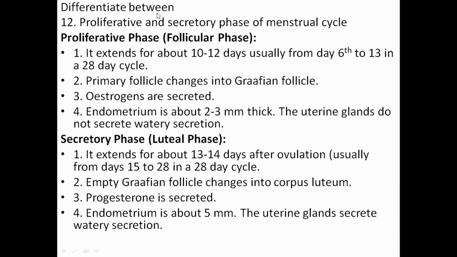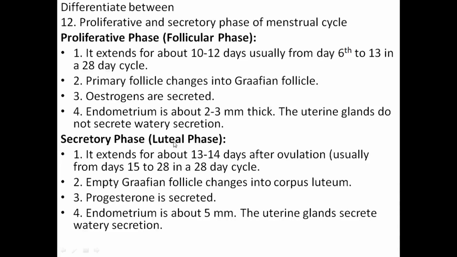Next is differentiate between the proliferative and secretory phases of the menstrual cycle. Proliferative phase, otherwise known as follicular phase, extends for about 10 to 12 days, from the 6th to 13th day of a 28-day cycle. Primary follicle changes into graafian follicle. Estrogens are secreted. Endometrium is about 2 to 3 millimeters thick. Uterine glands do not secrete watery secretion.